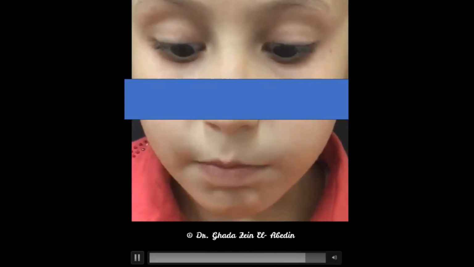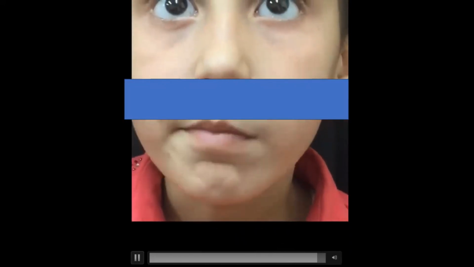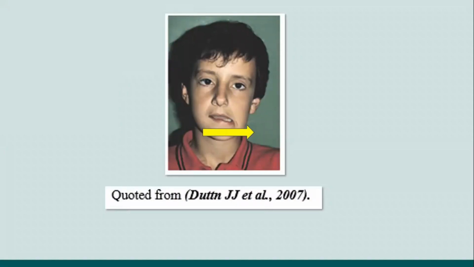So actually this child was chewing on a gum. And why is it not evident on up gaze? Because normally when you look upward, both eyelids go back. So if you have a lid retraction, it's actually hidden.